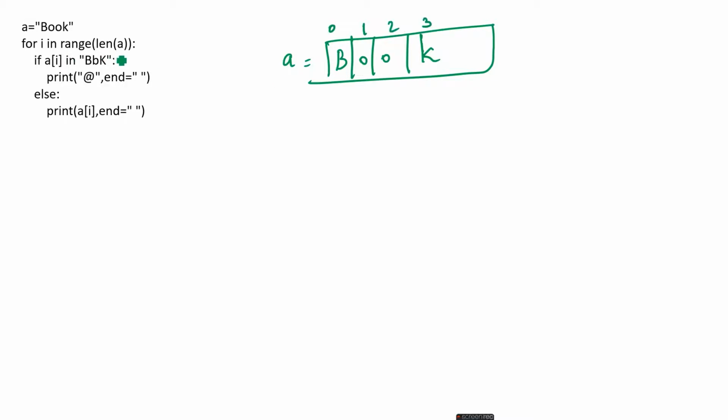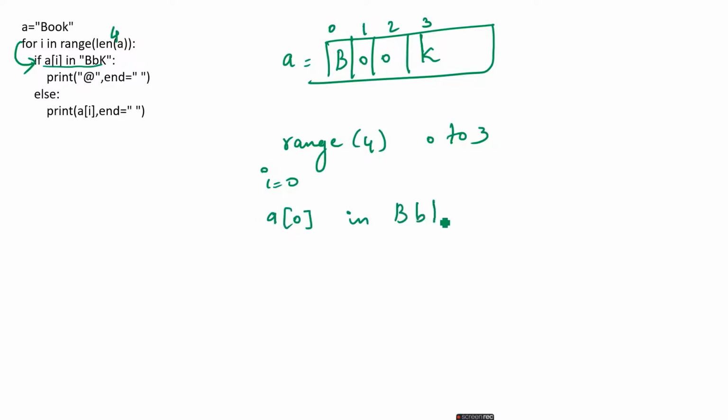For i in range length of A, how many characters are there in the string A? 4. So it is 4. So range of 4, what will be the values? 0 to 3. First value of i will be 0. When i equal to 0, we will come inside the loop. Now one if condition is there. So A of 0 in BBK. What is A of 0? Capital B. Capital B is present in this. So the condition is true. We have to print @ and equal to space.